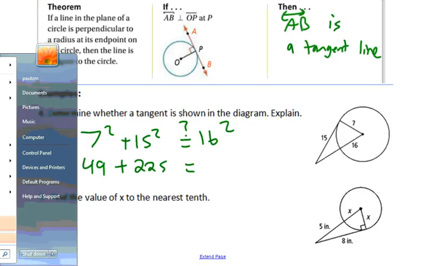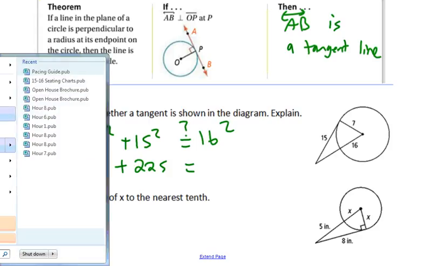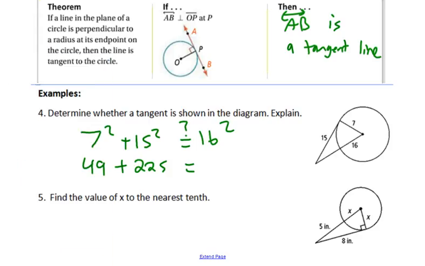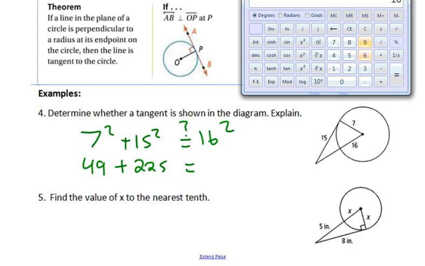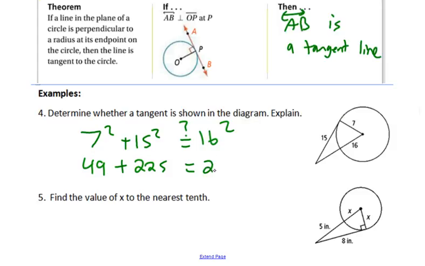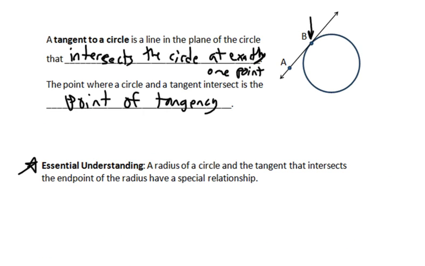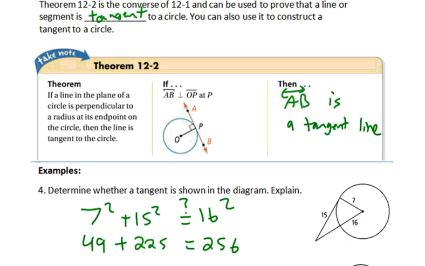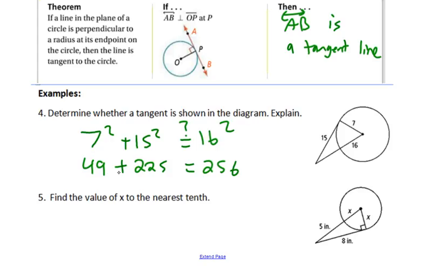And 16 squared, I don't have off the top of my head. I think it's like 256-ish. I'll do it on here. 256. Nice. Good guess. All right, 225 plus 49 would get you, oh, sorry, 270 something? 274. Those are not equal, so it's not a right triangle, meaning that it is not a tangent line.